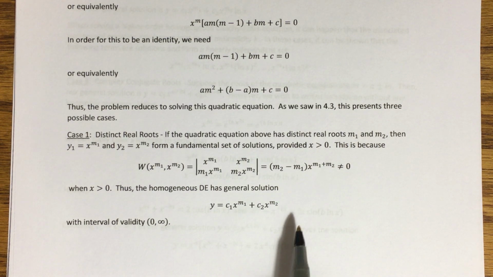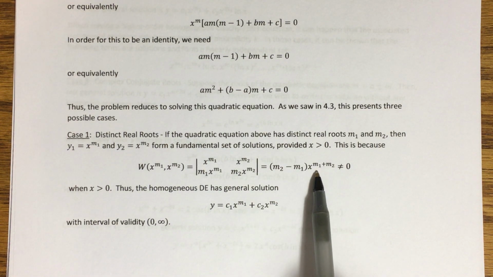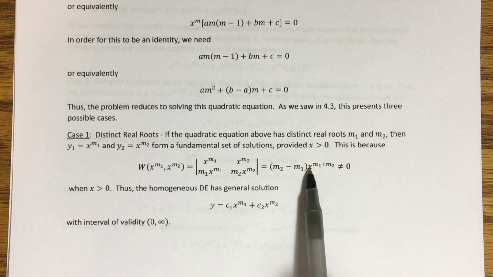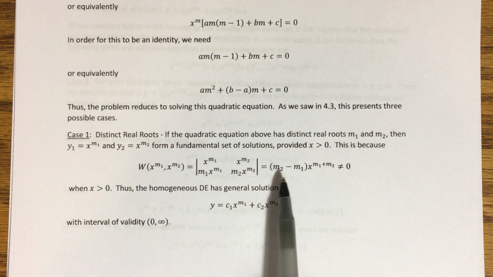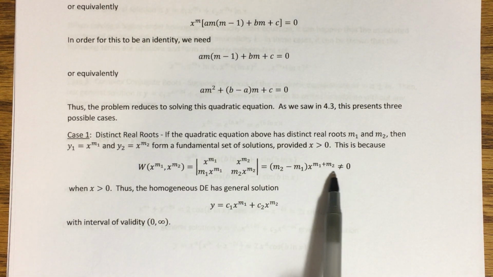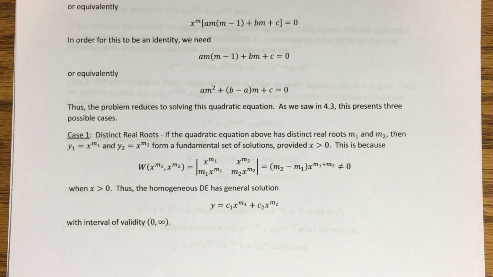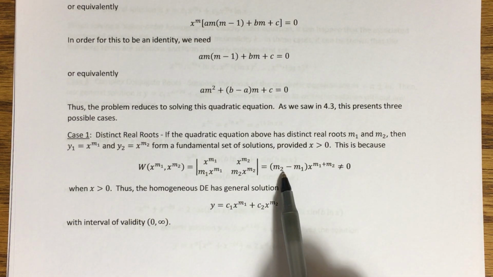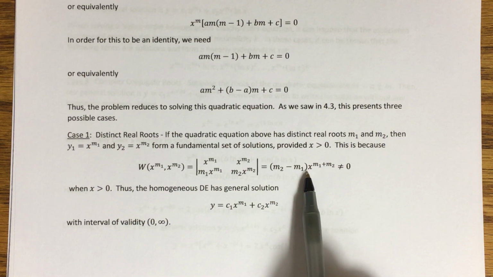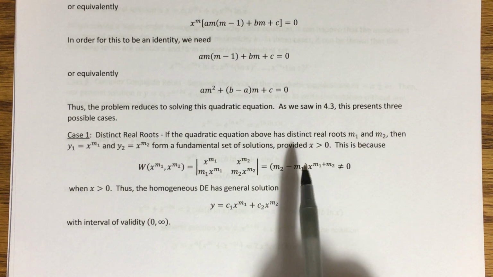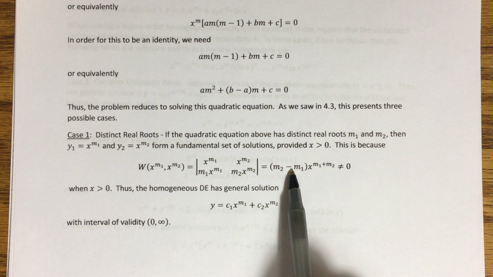Now, because m2 and m1 are distinct real roots by assumption, their difference is non-zero, so this will not be 0. Can x to the m1 plus m2 equal 0? Well, yes, if x is equal to 0, then that would be true. And remember, for the Wronskian to establish linear independence, we need this thing to be non-zero for all values of x. We actually specified that back in 4.1. So does that mean that we do not have linear independence then? Well, only if we don't make an important restriction.